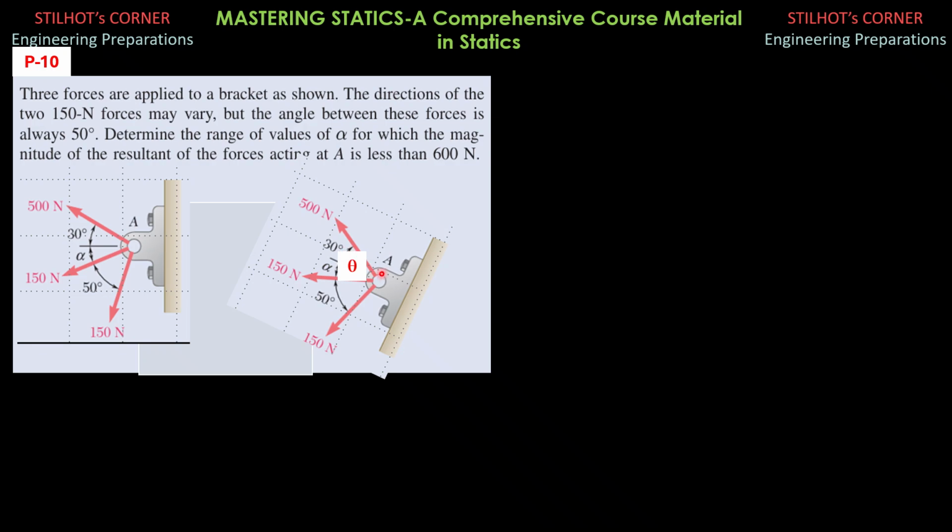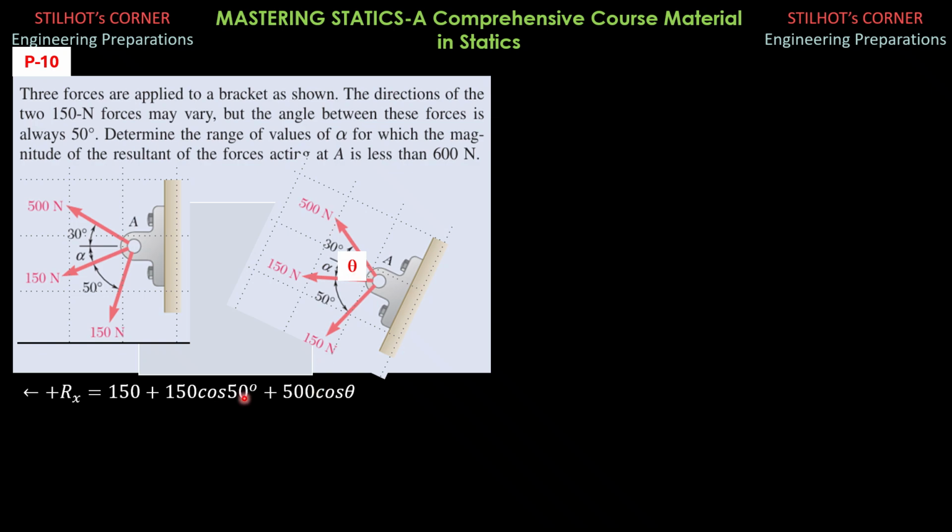So summation forces X, the idea here is Rx squared plus Ry squared should be less than or equal to 600 squared. So I assume that X component is positive to the left. All these three forces are to the left. So we have Rx, which is equal to 150. This is going to the left. I treat that as positive. Then plus 150 cosine of 50, the X component of this 150 here. Then plus 500 cosine of theta.